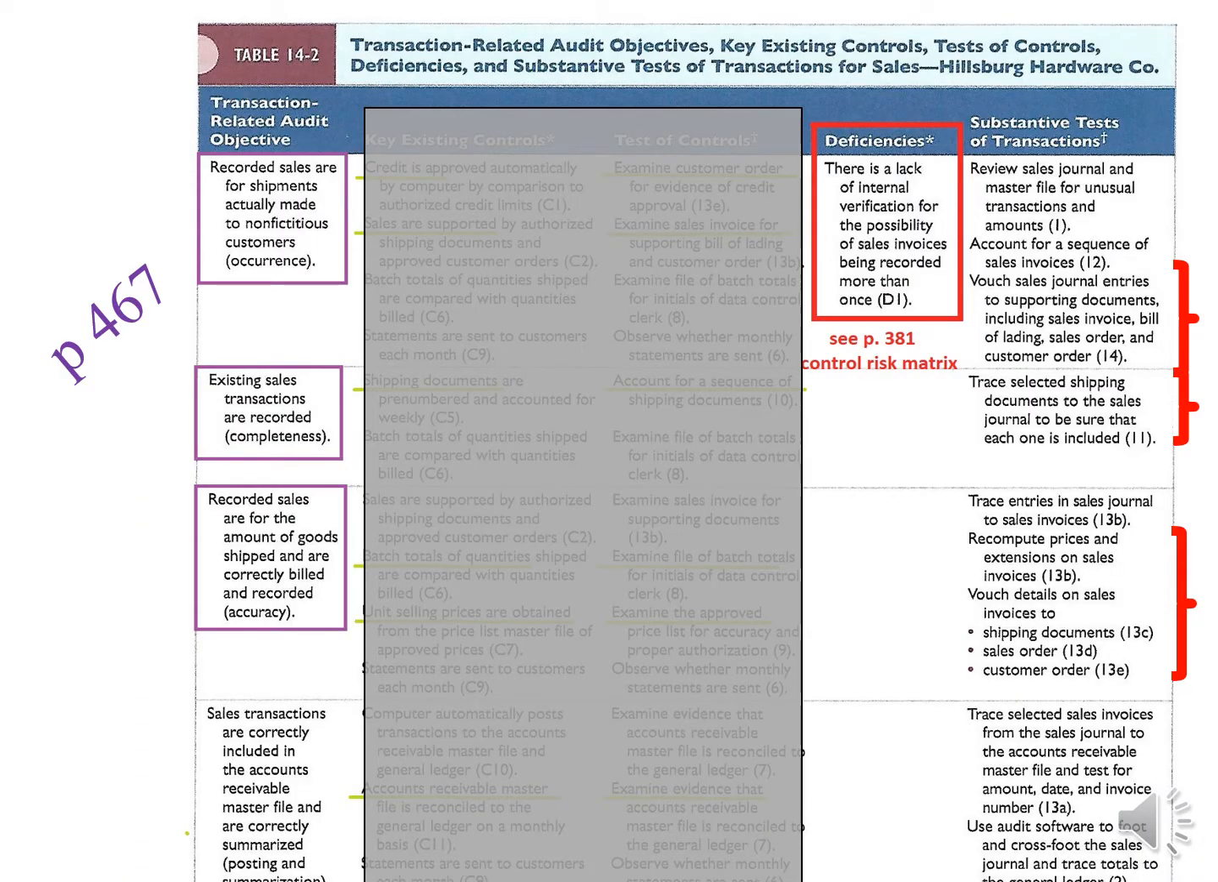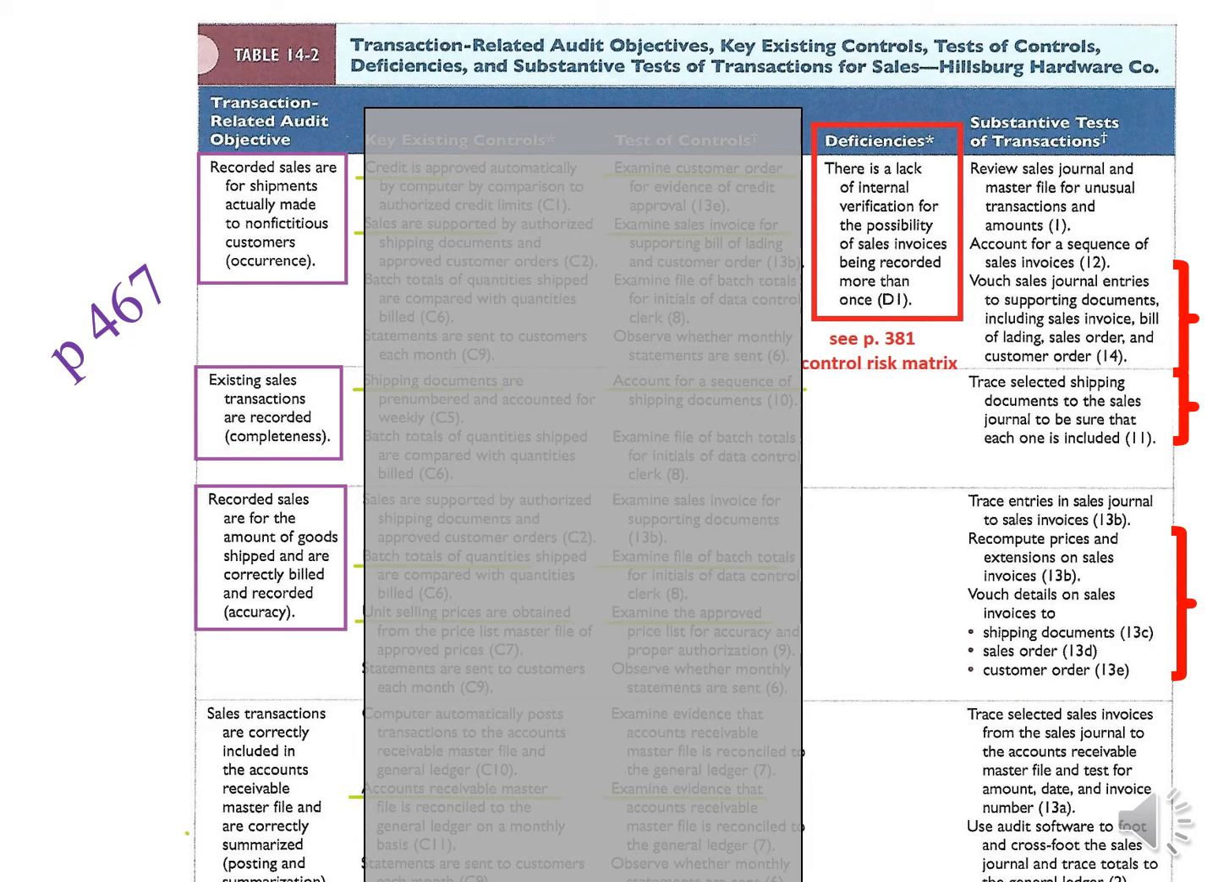Now, we have to do some substantive work in this case, and a little bit more than limited, because they've got a deficiency. There's no control in place to prevent sales invoices from being recorded more than once in the sales journal. So it would be possible that somebody would enter the same sales invoice in the sales journal more than once. They don't have any control that would detect that.